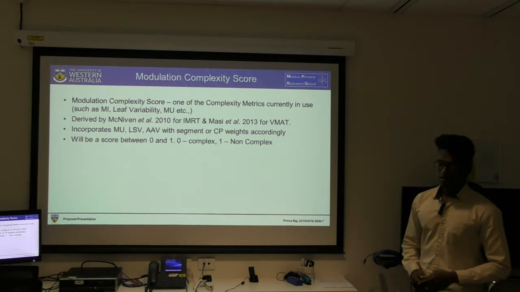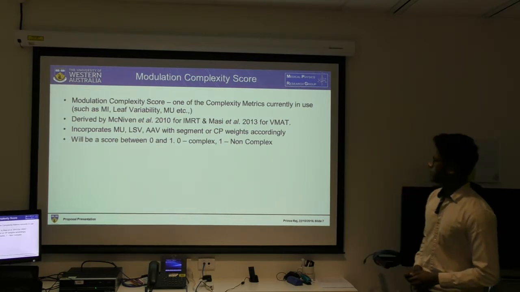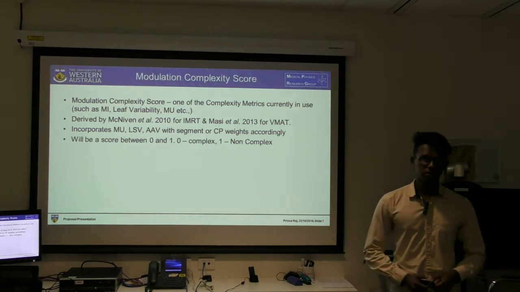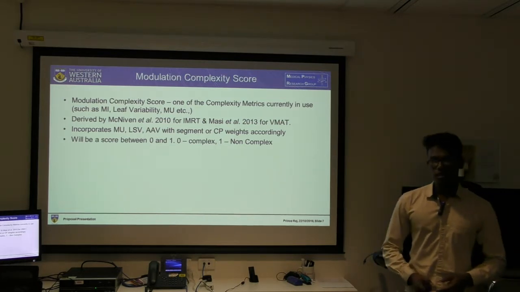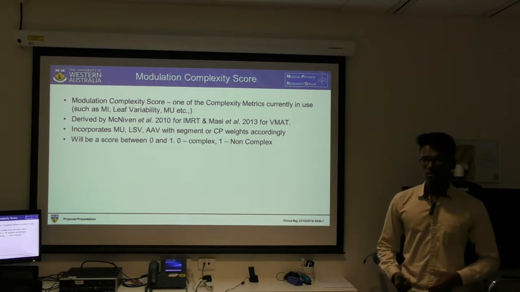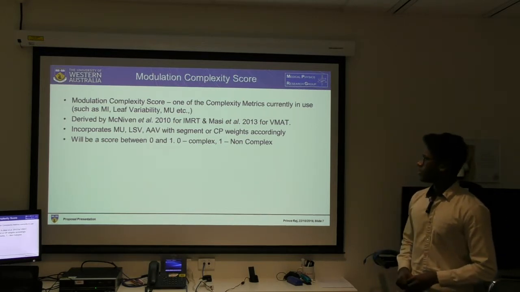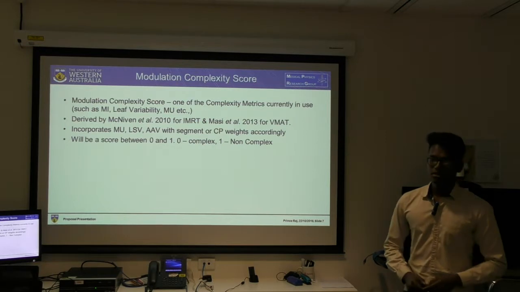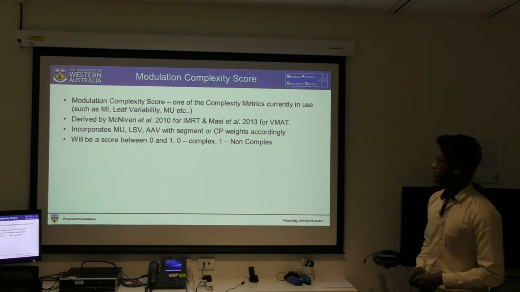So modulation complexity score, MCS, is one of the complexity metrics currently in use. There are other metrics such as monitor units, modulation index, or leaf variability. There are various other metrics which are used.